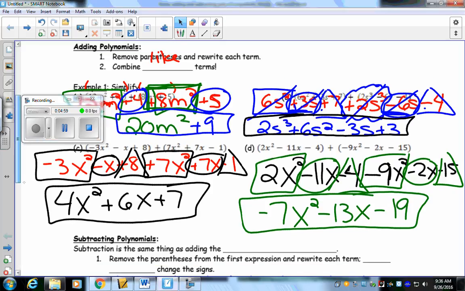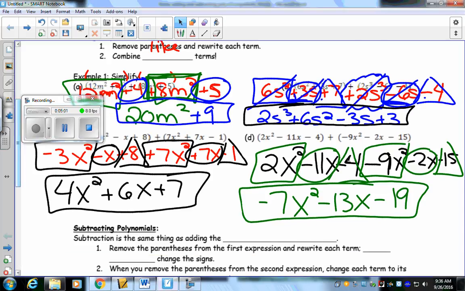All right, so hopefully everyone had a chance to try these on their own. My first example, I just got rid of my parentheses. When I combine negative 3x squared and a positive 7x squared, I got positive 4x squared. When I combined negative x plus 7x, I got 6x. When I combined 8 and a negative 1, I got 7.